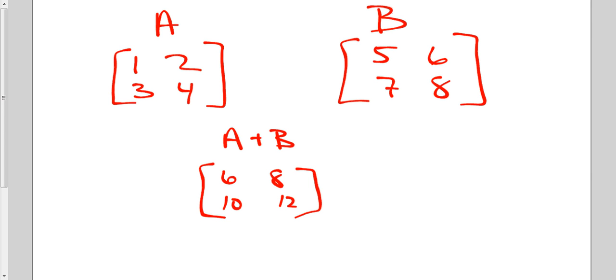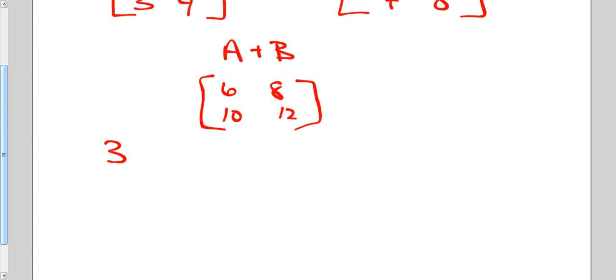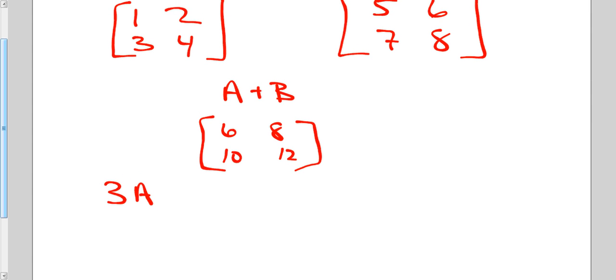Now, how about 3A? Can I multiply? What am I doing when I say 3A? A plus A plus A. Yeah, I'm taking the matrix A times 3, or, like Henry said, A plus A plus A, 3 times. And what would that be? 3, 6, 9, 12.